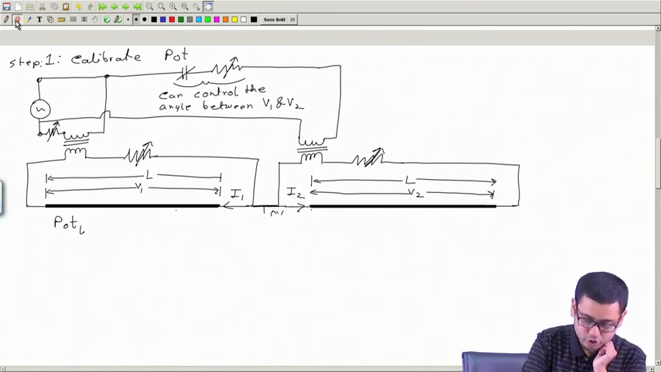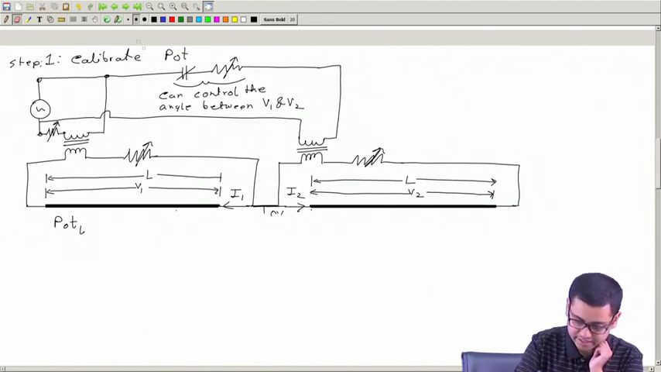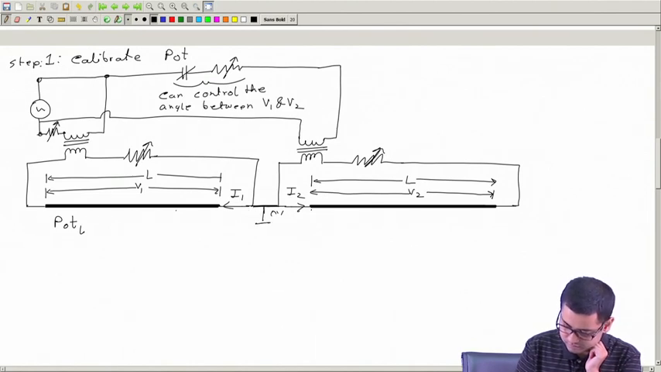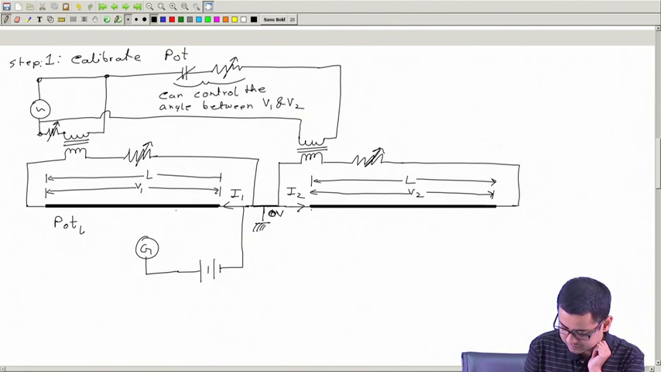So what we have to do, we have to connect the standard cell. If we are taking this as the reference point, then let's connect the standard cell like this, through a galvanometer.